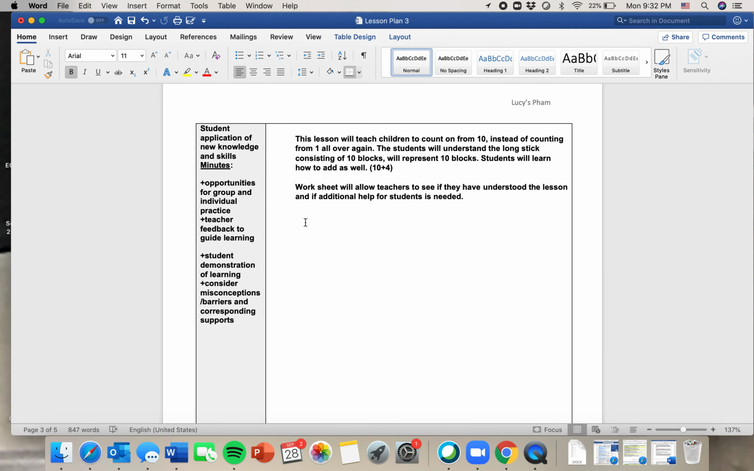For application of knowledge, this lesson will teach students to count from 10 instead of counting all over again. So if they're going to start from 20, for instance, they will continue from 20 by counting by tens, like 20, 30, 40. And if it starts at 60, then students will go on from there, 60, 70, 80. They won't have to start from 1, 2, 3, 4, 5, 6, 7, 8, 9, 10. They will have knowledge of starting from 10 and counting from 10 to 100 or 120.